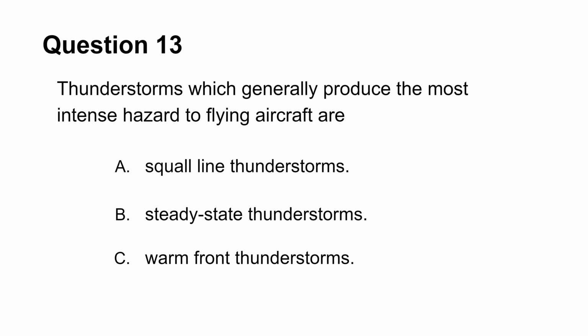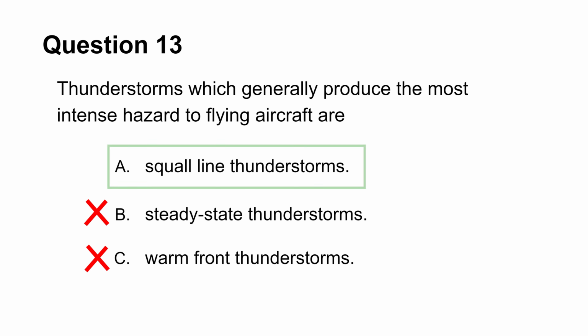The next question wants to know which thunderstorm produces the most hazard for an aircraft. From before, we know that warm front thunderstorms are relatively mild, which excludes choice C. Steady-state thunderstorms, by their definition, are stable precipitation that is not very dangerous. However, squall lines are narrow bands that form along or ahead of a cold front and are very dangerous for flying. This makes choice A the answer to this question.